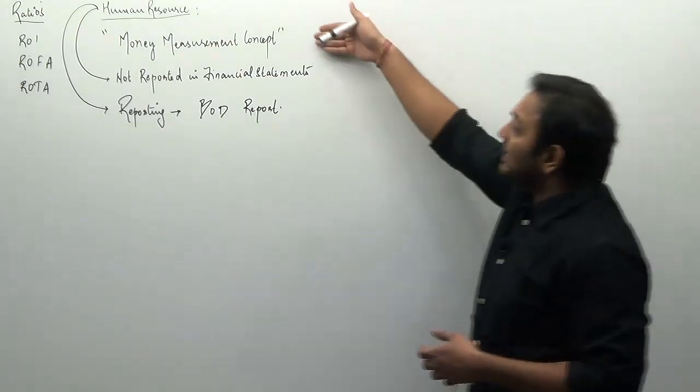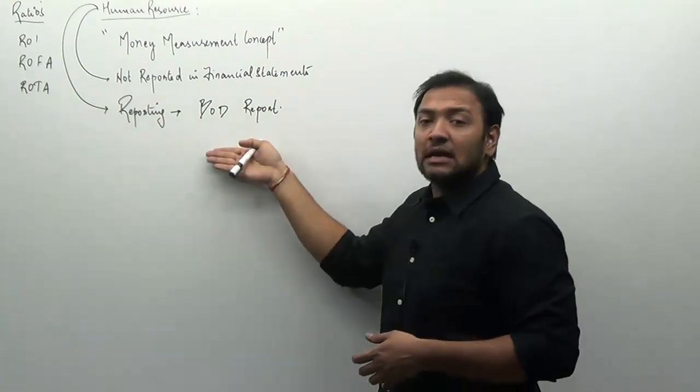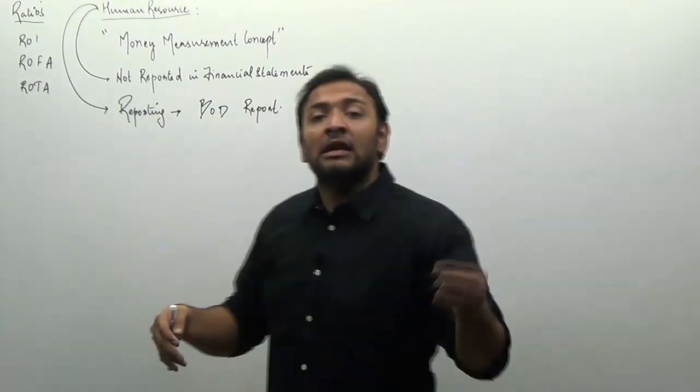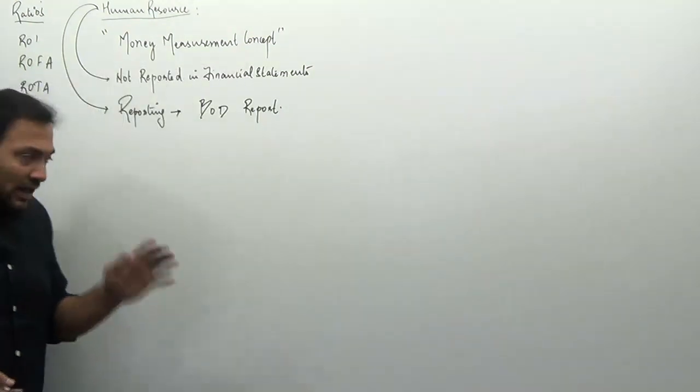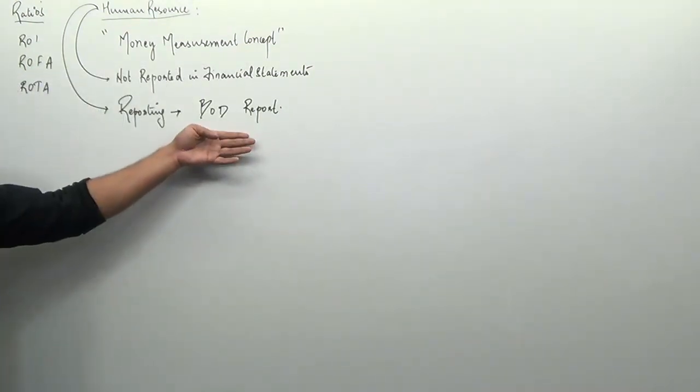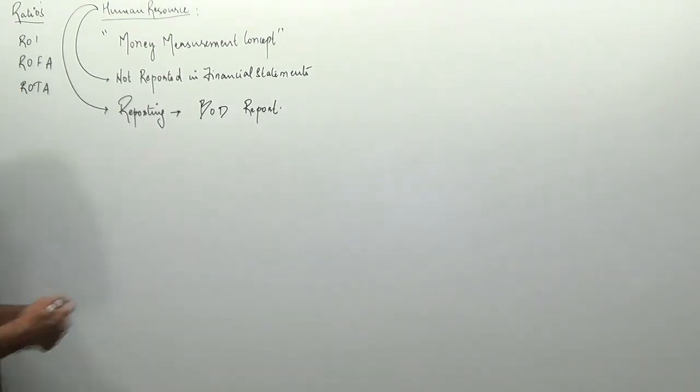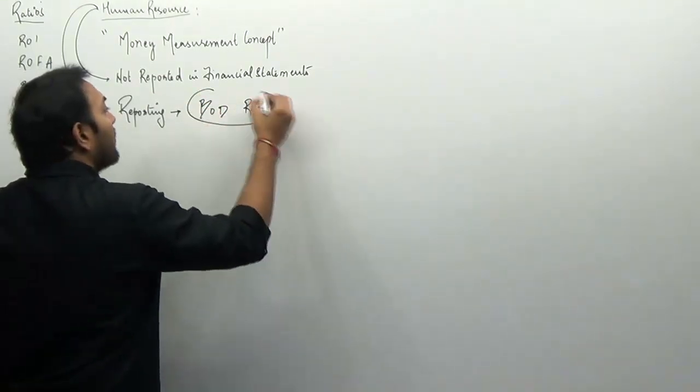Anything which we cannot do as per the money measurement concept, we'll start reporting under the board of directors report, if it is of significance to the users of financial statements. If it is of any significance to the user of financial statements, we'll place it under the board of directors report.